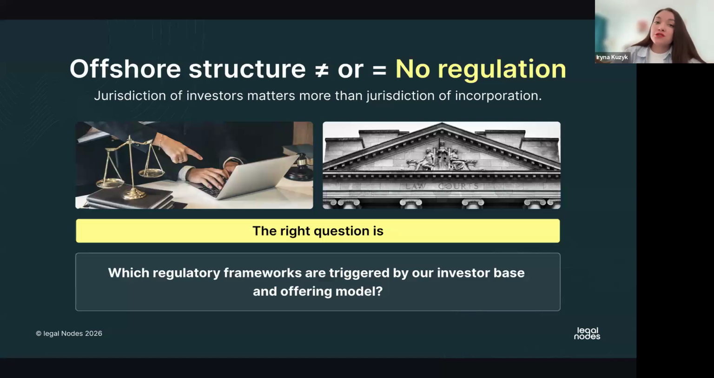Tokenization does not change financial reality. It digitalizes it. And clarity at the structuring stage is what turns tokenization into sustainable infrastructure rather than short-term experimentation. And that's really the key to institutional adoption: to be compliant, to be future-proof, and use the available technology for good.